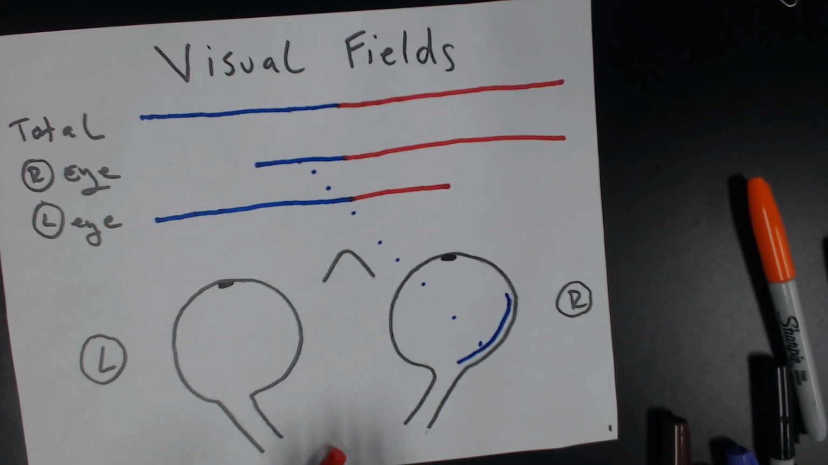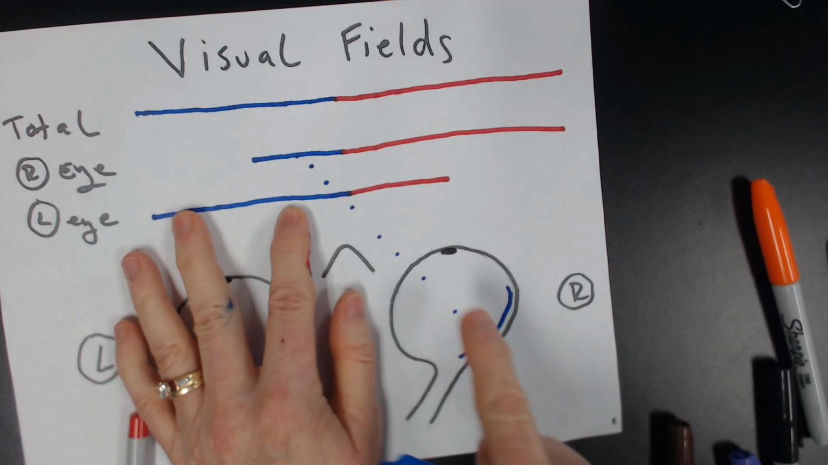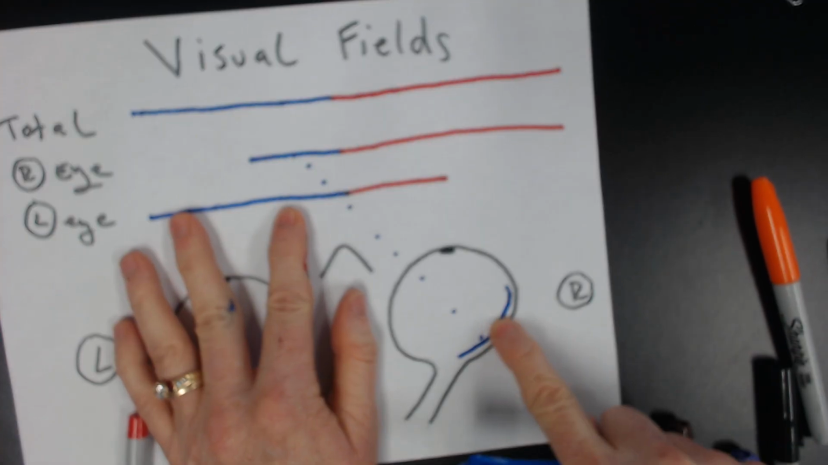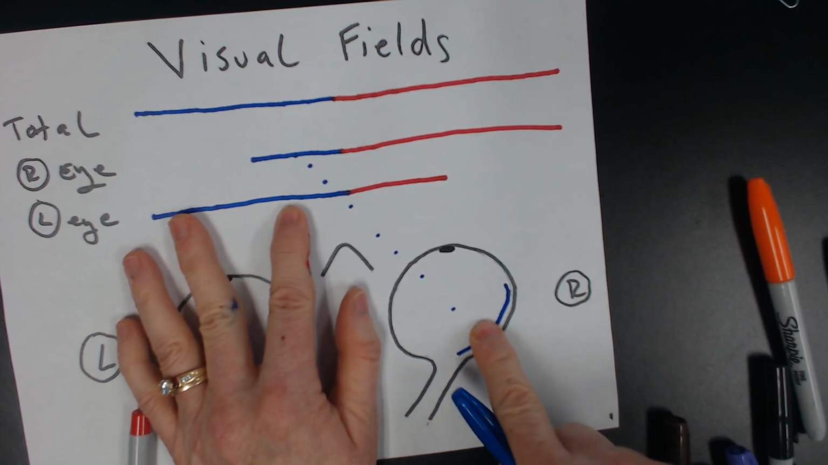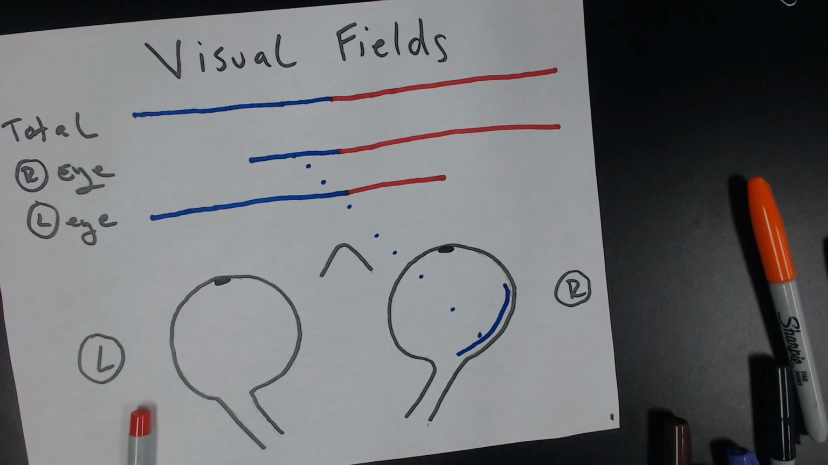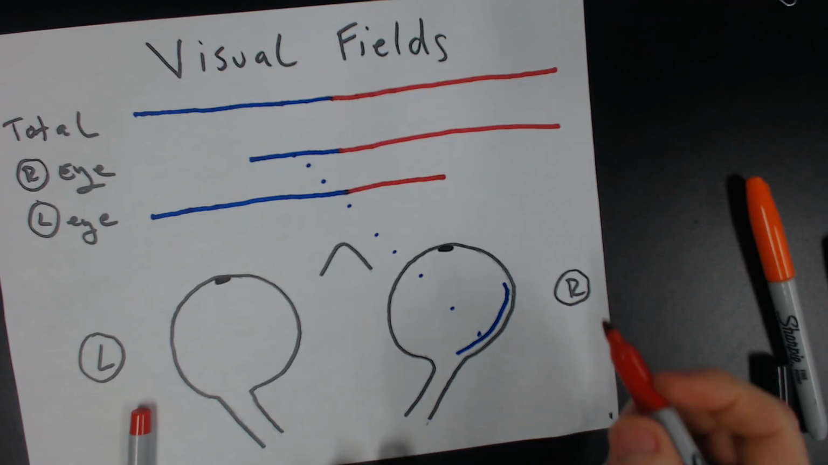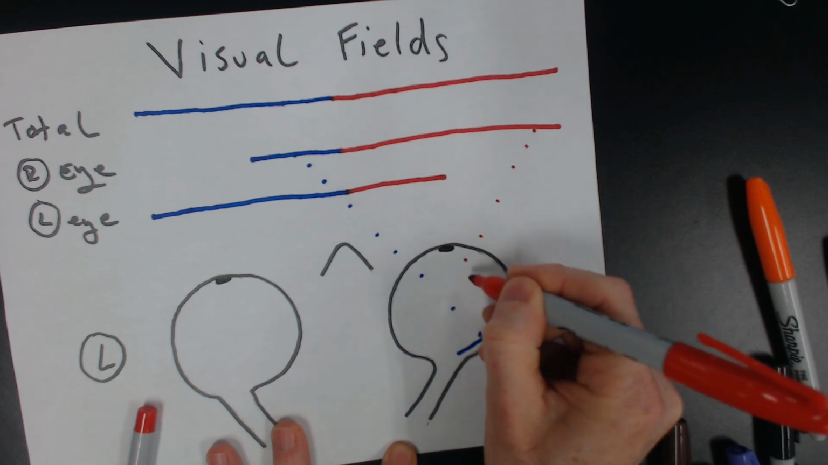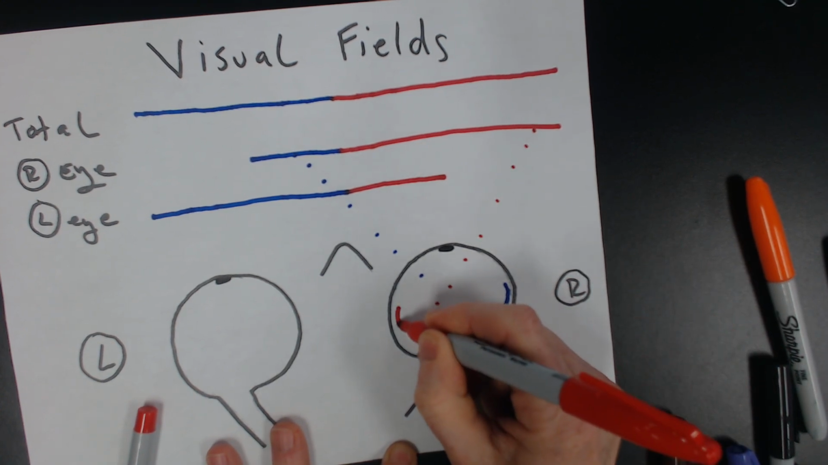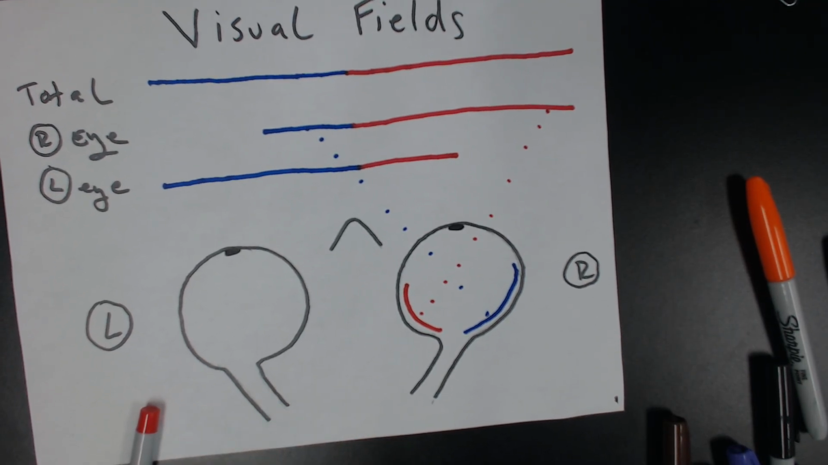Absolutely. So I'm just looking at the right eye, what my right eye can see. The nasal visual field here for my right eye projects to my temporal retina. Okay, so that's where I'm seeing that. So my temporal retina sees my nasal visual field for my right eye. And for my right eye, the temporal visual field projects to my nasal retina. Does everybody see that?